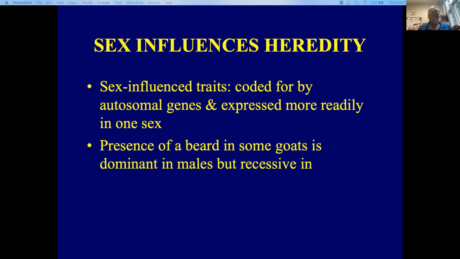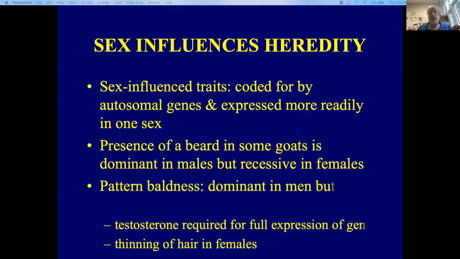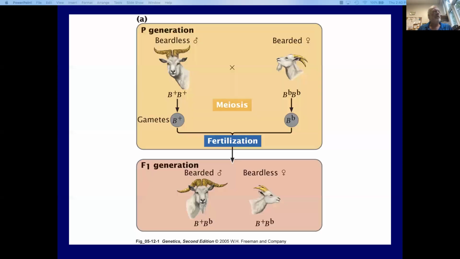And in some goats, the presence of a beard is dominant in males or billy goats and recessive in females or nanny goats. And in us humans, pattern baldness is dominant in us men and recessive in women. And in women, it's just expressed as a thinning of the hair. Testosterone is required for a complete expression of this gene.